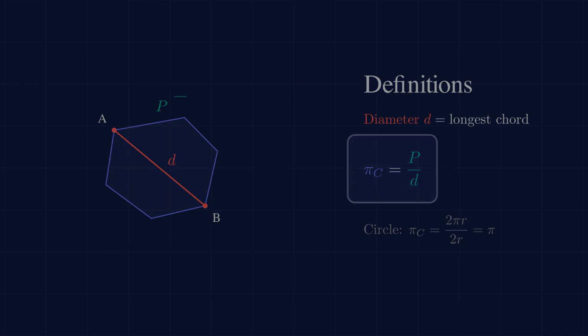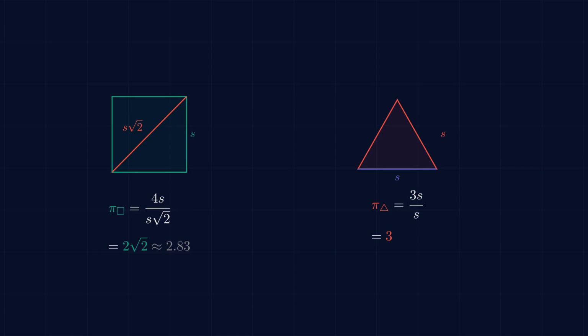Let's try a square with side s. Its perimeter is 4s, and its longest chord is the diagonal, s root 2. So the square's pi is 4 over root 2, which simplifies to 2 root 2, about 2.83. For an equilateral triangle, the perimeter is 3s and the diameter is just s, so its pi is exactly 3.